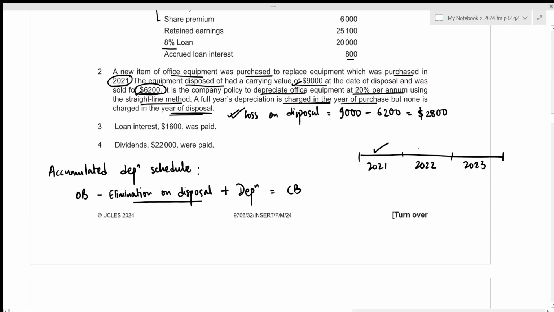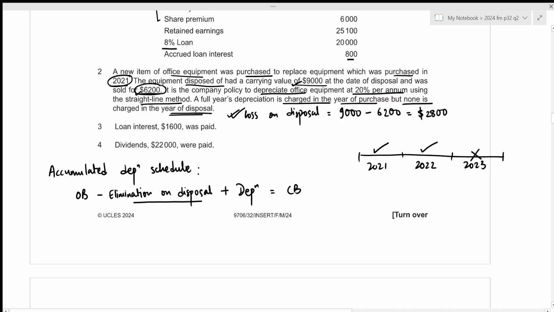We need to calculate the depreciation for 2022 as well. And we are now disposing that equipment in the year 2023. According to our company policy, none is charged in the year of disposal. So we do not need to charge any depreciation in the year 2023 for this disposed equipment.